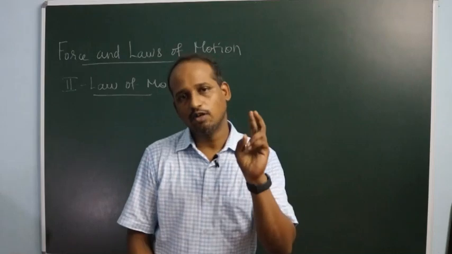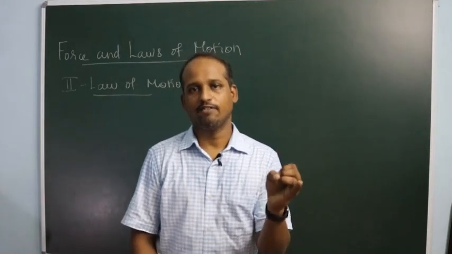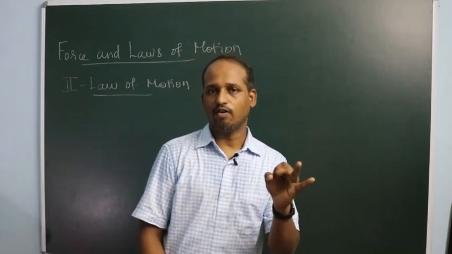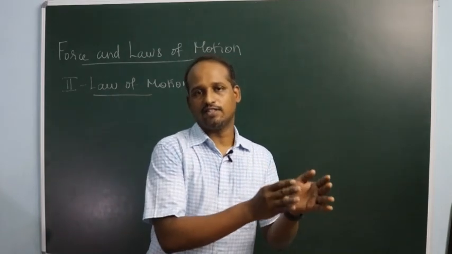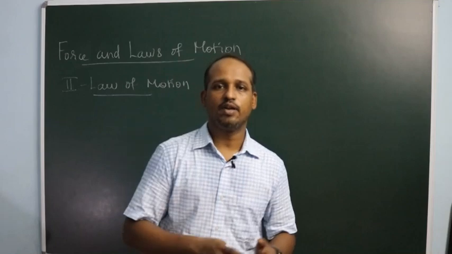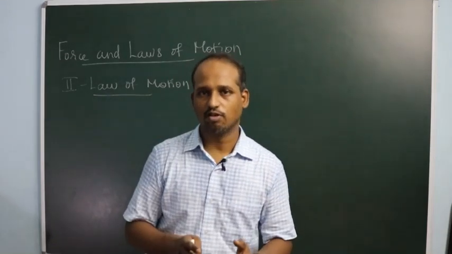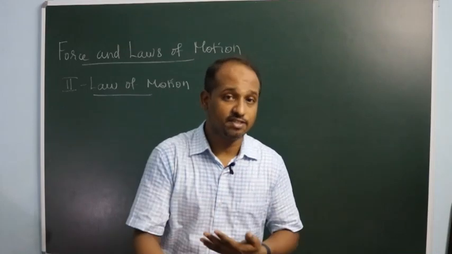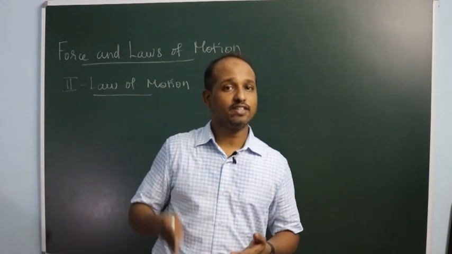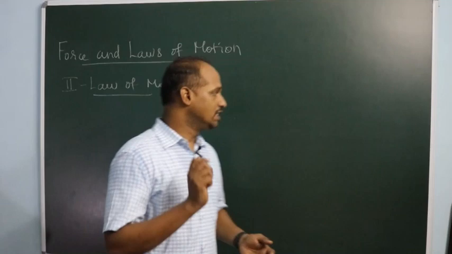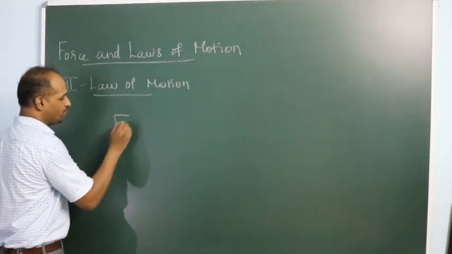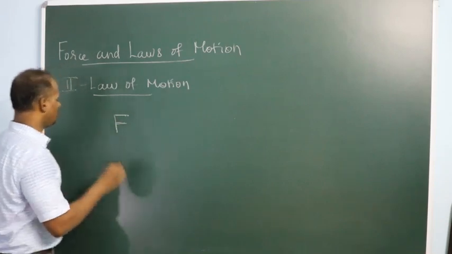An object has two mechanical states: state of rest and state of uniform motion in a straight line, which we call constant velocity. State of rest is also called static equilibrium. State of uniform motion is also called kinetic or dynamic equilibrium. And to change that state, you require an external unbalanced force. Suppose that F is the external unbalanced force.